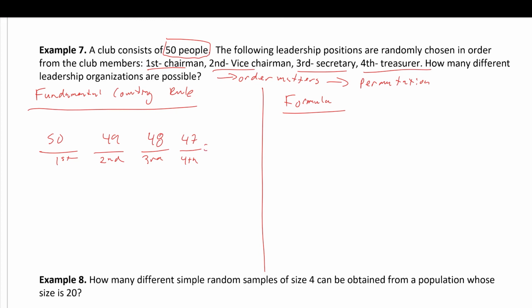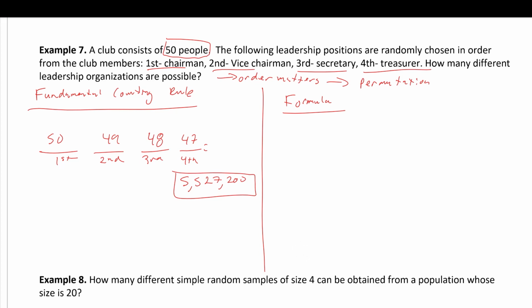If you multiply those out, 50 times 49 times 48 times 47, oh, this is a large number. There is 5,527,200, right? We don't have to divide by anything because this is a number of permutations. So we want to include all the different arrangements.